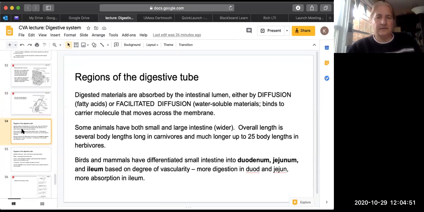Okay, so digested materials are absorbed by the lumen and either by diffusion or facilitated diffusion. So fatty acids are just diffused across the mucosa, and in facilitated diffusion, there are carrier molecules that bind to some of the materials and move them across the membrane. These are adaptations to quickly get the good stuff out of the food and move it across the membrane into the circulatory system.